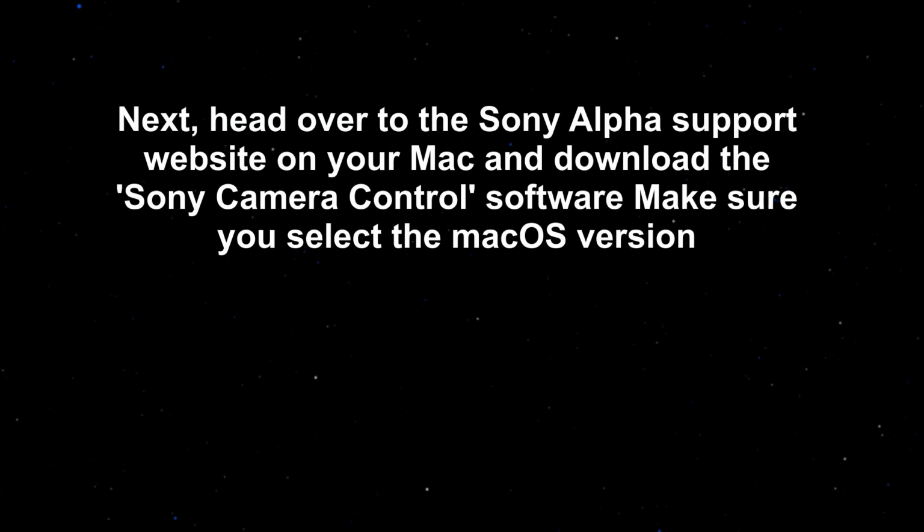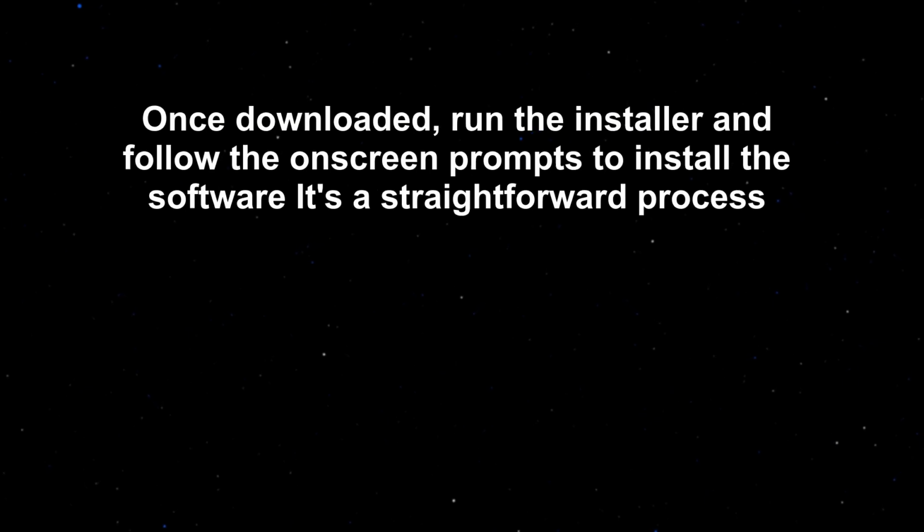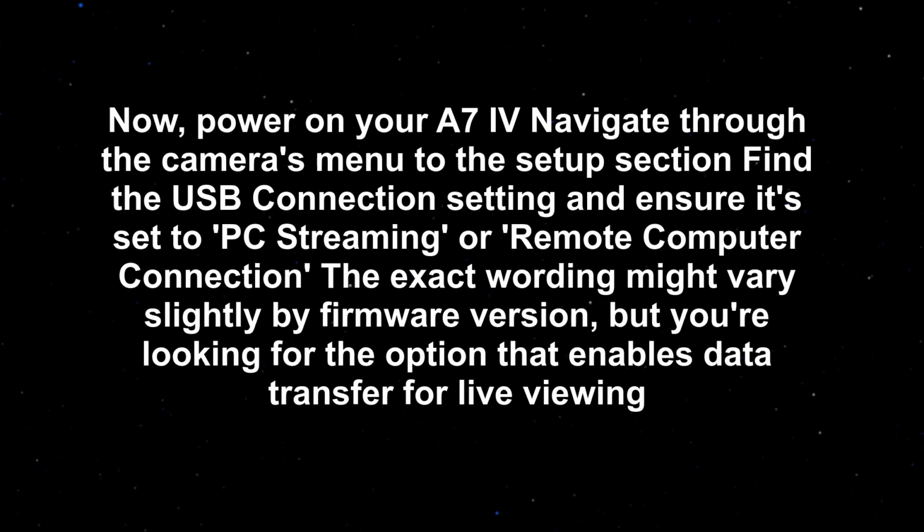Next, head over to the Sony Alpha support website on your Mac and download the Sony Camera Control software. Make sure you select the macOS version. Once downloaded, run the installer and follow the on-screen prompts to install the software. It's a straightforward process. Now, power on your A7.